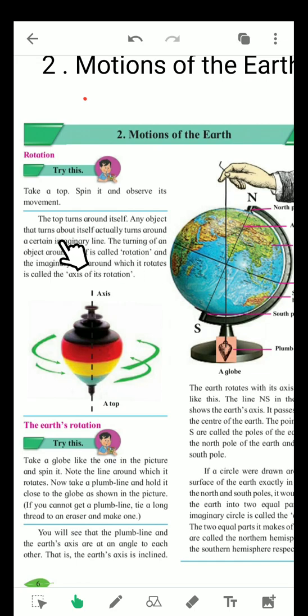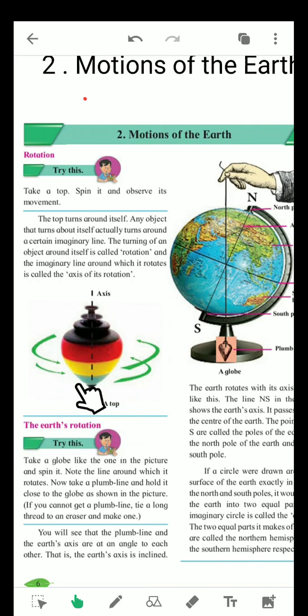Any object that turns around itself actually turns around a certain imaginary line, like this line. The turning of an object around itself is called rotation. This is the rotational motion of the top, and the imaginary line around which it rotates is called the axis of rotation. This is an axis of rotation of the top.